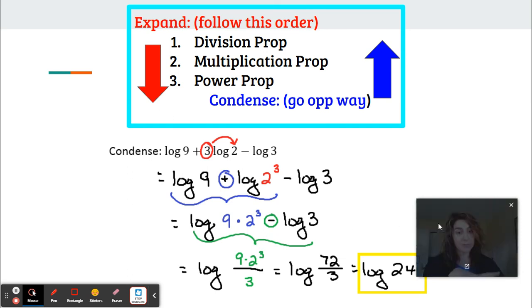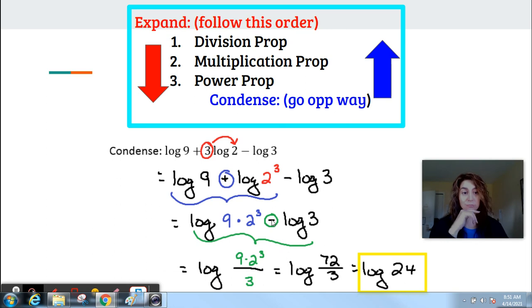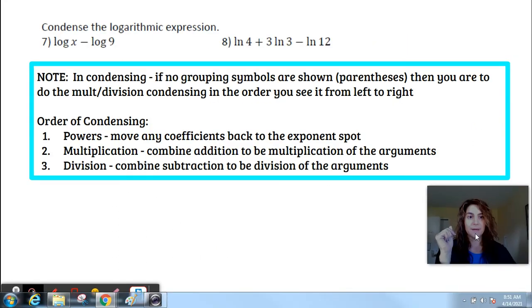And then the last thing I noticed, I have this minus sign here, which means it's going to be a fraction. So 9 times 2 to the 3rd is my numerator because that was the first argument. And I'm going to put it over 3 because that's the second argument. And then since these were all numbers, you can actually simplify them. 9 times 2 to the 3rd is 72. 72 divided by 3 is 24. Okay, so if you can simplify completely, you do want to make sure you do that. All right, so again, let's just do one more together.